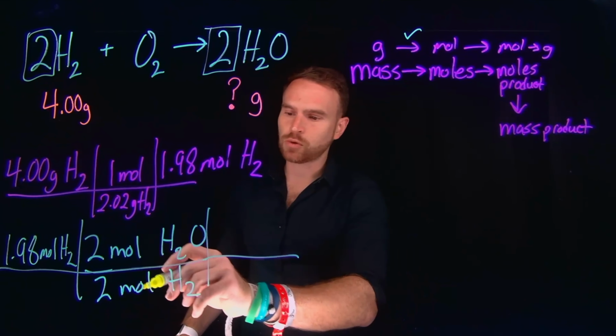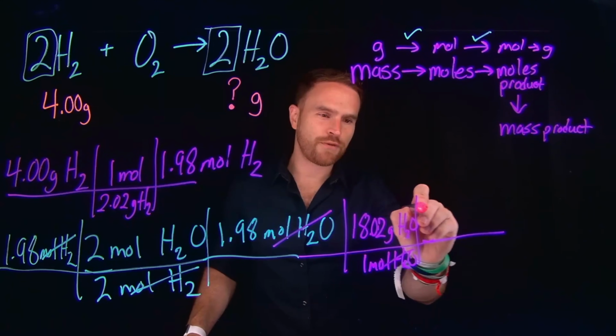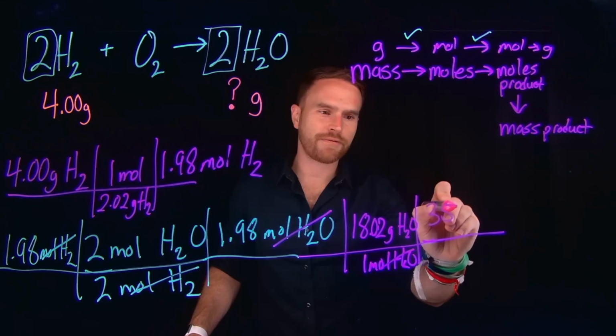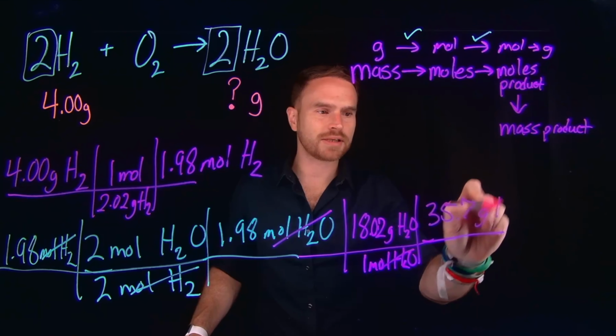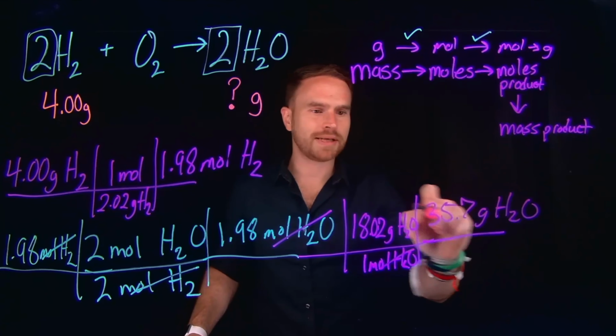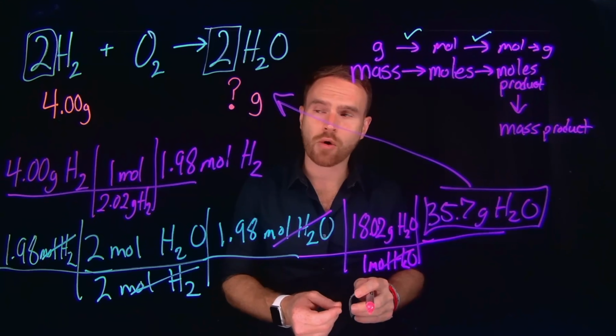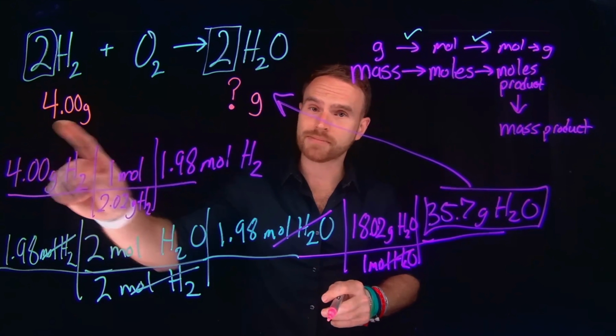And for that, we can perform this calculation and see that moles of H2O will cancel out because they're in the numerator and the denominator. And then if you carry out this calculation, you find that this is equal to 35.7 grams of H2O, which means that we have completed this problem and we have found that we can produce 35.7 grams of H2O if we start with 4 grams of H2.